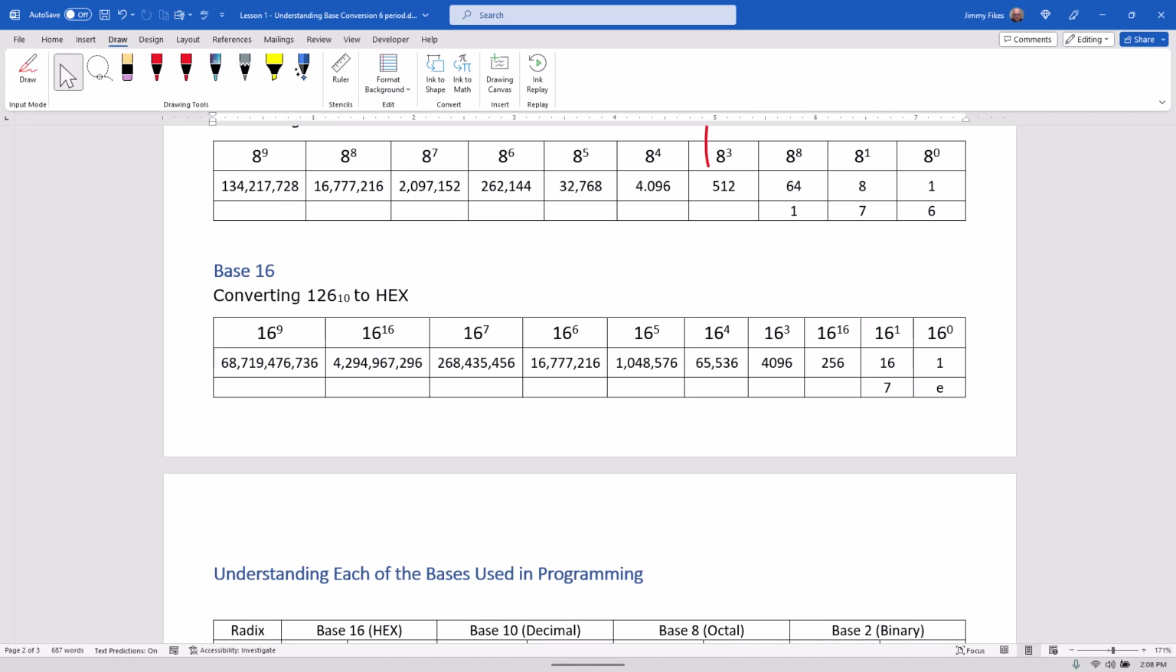Anything to the power of 1 is that number. So 16 to the power of 0 is 1. 16 to the power of 1 is 16. Times 16 is 256. Times 16 is 4096. Times 16 is 65,536. And so on, across the board.